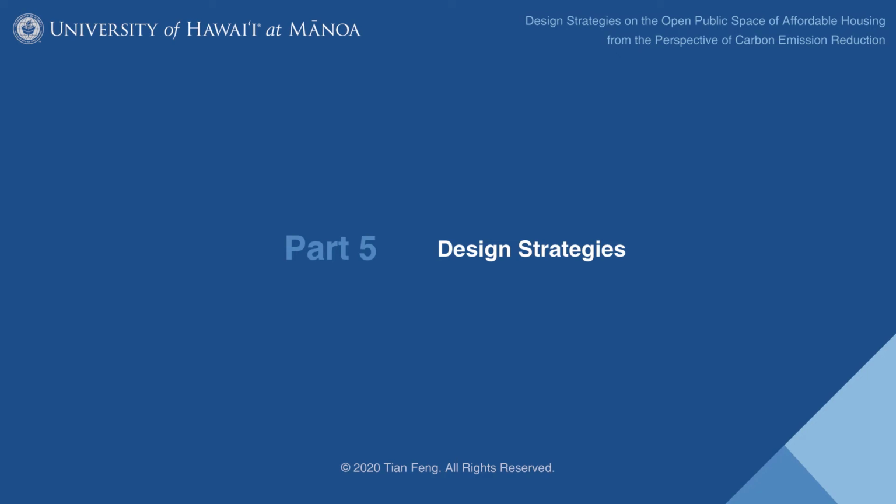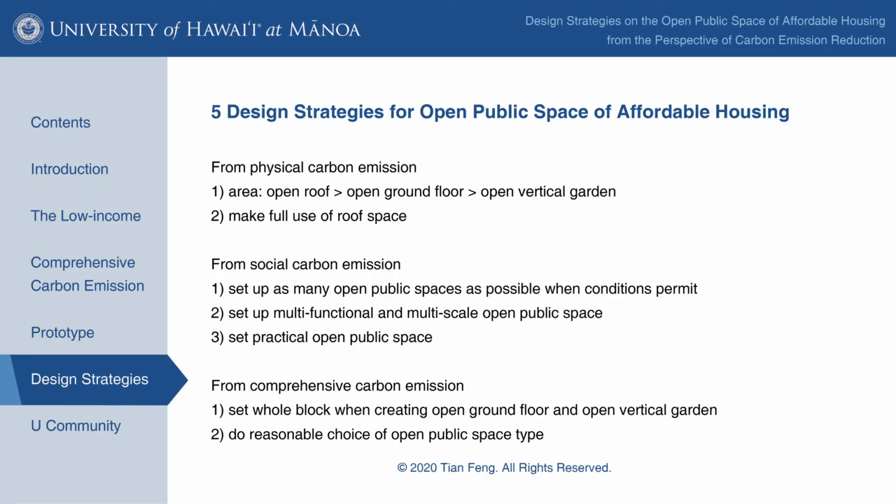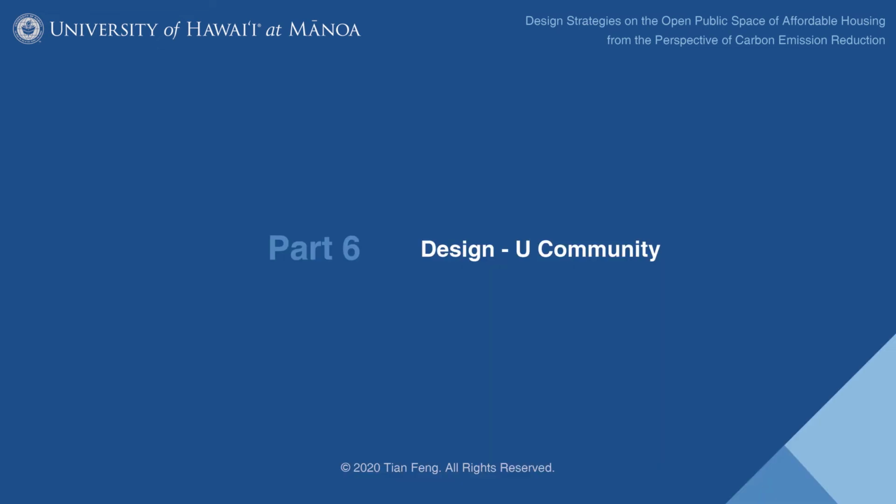Part 5, Design Strategies, is like a conclusion part of all the research I have done above. Like transferring the data conclusion into suggestions. The strategies can be divided into 3 main parts, from physical, social, and comprehensive aspects. And the last part, U community. This is based on those design strategies.